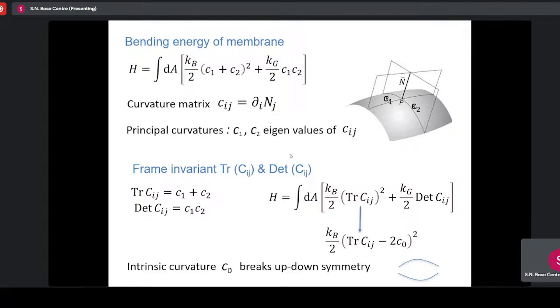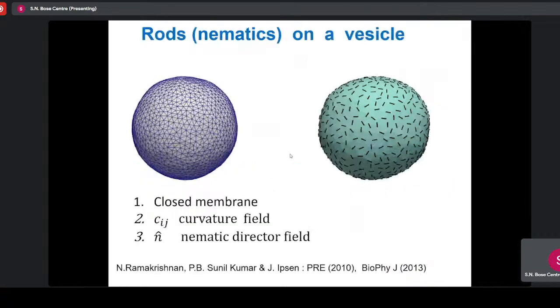Because of the interaction with the protein molecules. So this is the model. I have a triangulated surface, and on that surface at every vertex, I put these rods. So there are three things. One is that I have a closed membrane, and second is that everything should be describable in terms of this curvature field, which you can define at every vertex. There is a numerical way of discretely calculating that, and the nematic director field.